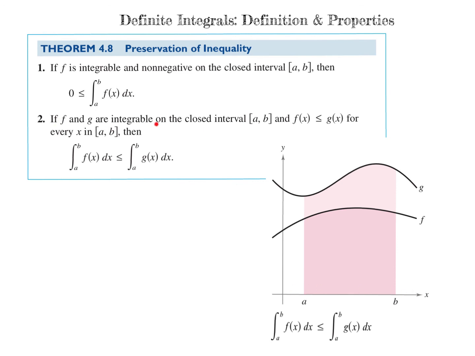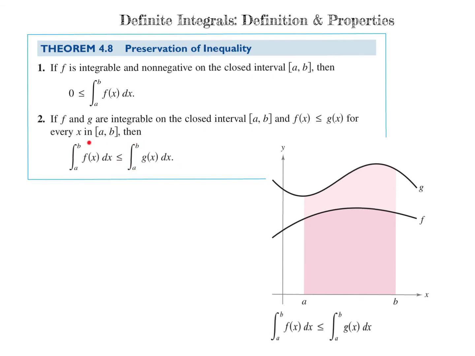Then the second property tells us that if f of x is less than g of x, meaning if it's like lower down, if its y values are less than the y values of g for all x's from a to b. So this is one example of it. F is literally lower or less than g from a to b. Then the value of the definite integral from a to b of f of x is less than that of the value of the definite integral from a to b of g of x.